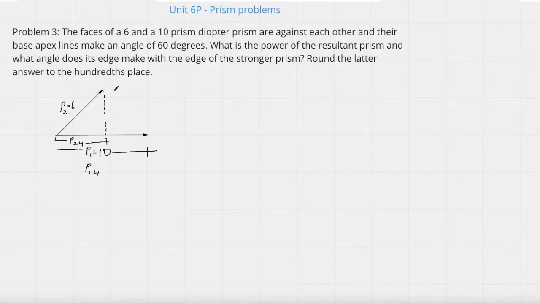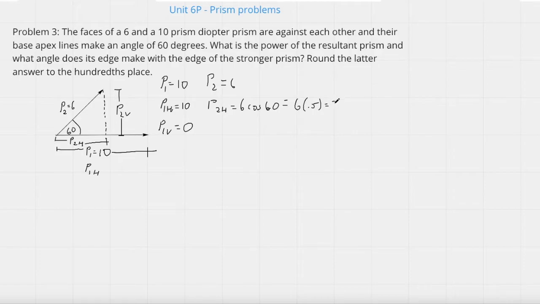And I'm going to divide each prism into a horizontal component and a vertical component. The two prisms have a 60-degree angle between them. So P1, which is 10 prism diopters, is entirely in the horizontal direction. So P1 horizontal is 10 and P1 vertical is 0. P2, I drew a right triangle, as you can see, and so P2 horizontal is 6 times the cosine of 60, the adjacent side. And P2 vertical is 6 times the sine of 60, the opposite side.